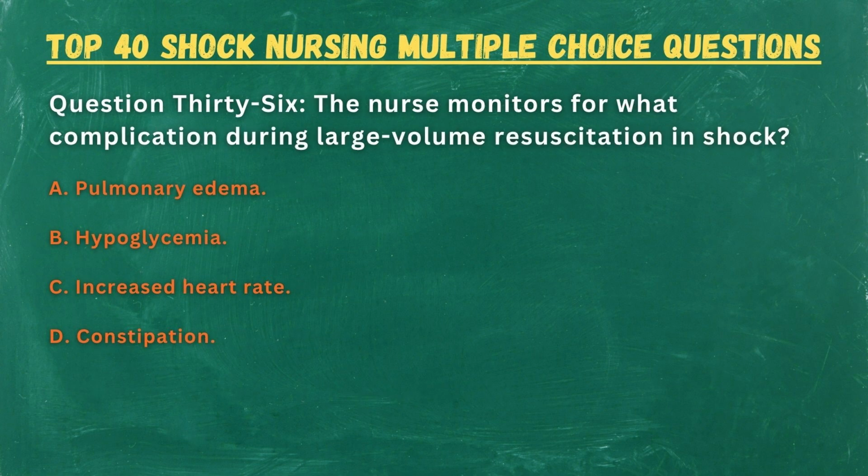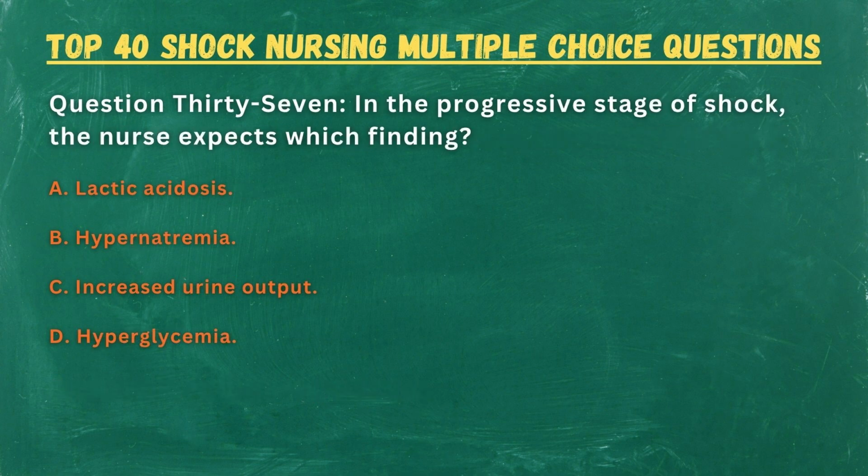Question 36. The nurse monitors for what complication during large volume resuscitation in shock? A. Pulmonary edema. B. Hypoglycemia. C. Increased heart rate. D. Constipation. Answer: A. Pulmonary edema.